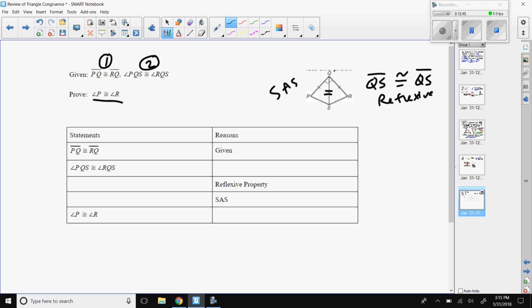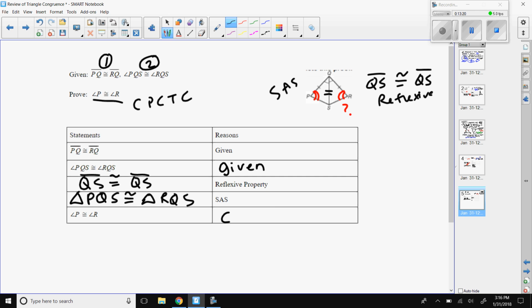And then to prove the two angles that you have here, it wants to know, are these two going to be congruent? And we should be able to say CPCTC for this. So the top two angles, this was given to us here, and QS and QS by the reflexive property. I have the two sides congruent, and then I just want to state the triangles. Make sure your triangles are in the correct order. So if I use PQS, I want to make sure that I say RQS as the second one, and then CPCTC as the reason that the two angles are going to be congruent.